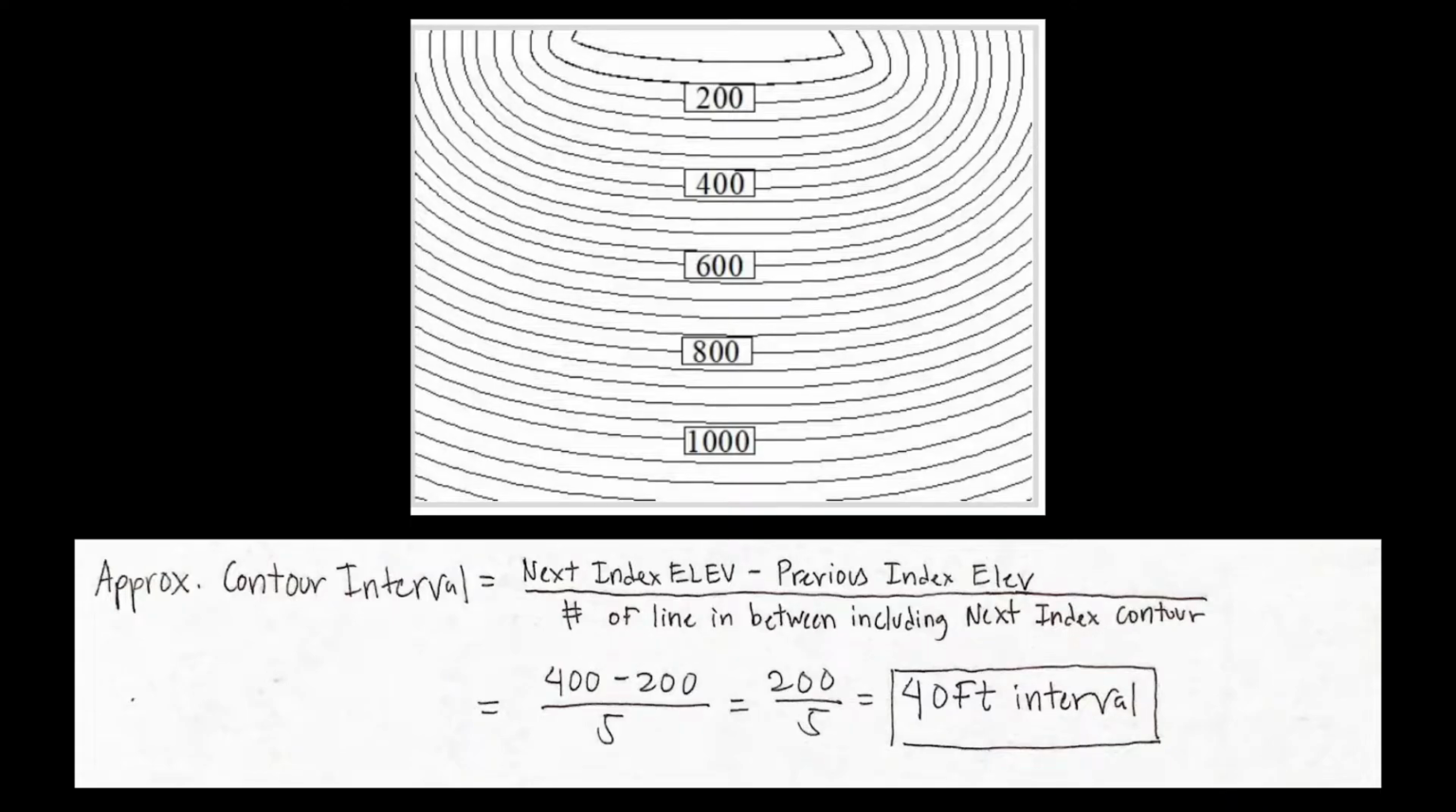If I use this given data and input it in my formula, I get 400, the next index elevation, minus 200, over 5. If we calculate, we get a 40 feet interval, or 40 unit interval.